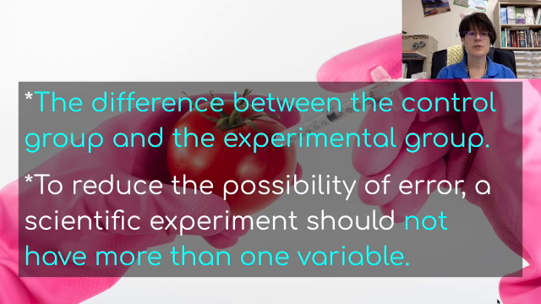This is the difference between the control group and the experimental group, and it's to reduce the possibility of error. A scientific experiment should not have more than one variable. So we're going to only have one independent variable because if we have two, then we don't know which one of the two is actually causing the change that we want to measure.